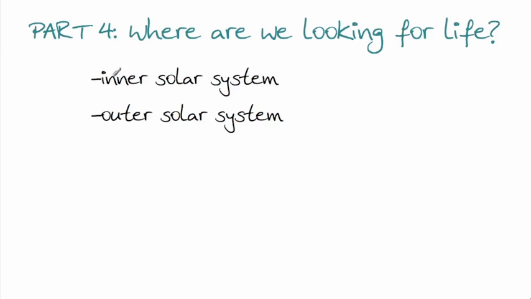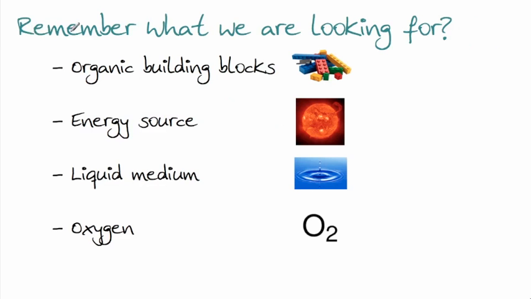So we're going to start with the inner solar system, in other words, our little neighborhood, and we're going to go to the outer solar system as well. So we'll talk about where we've been and what the search has given us so far, and actually where the interesting places are. So just to remind you again, remember what we're looking for?